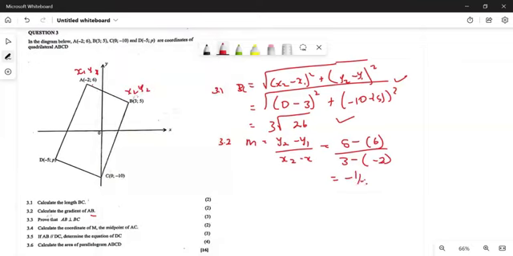-1 all over 5 again. Okay, we go to number 3. When we go to number 3, they say we should prove that AB is perpendicular to BC again, meaning there's 90 degrees here. We just did a similar question. How do you prove perpendicular?